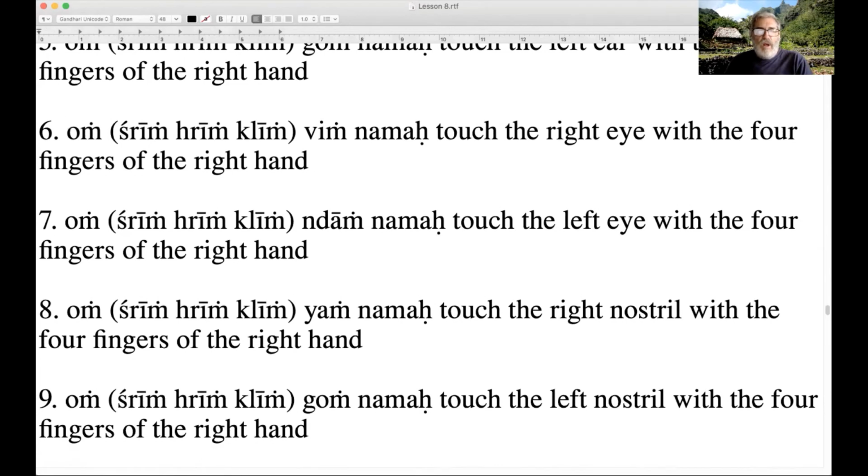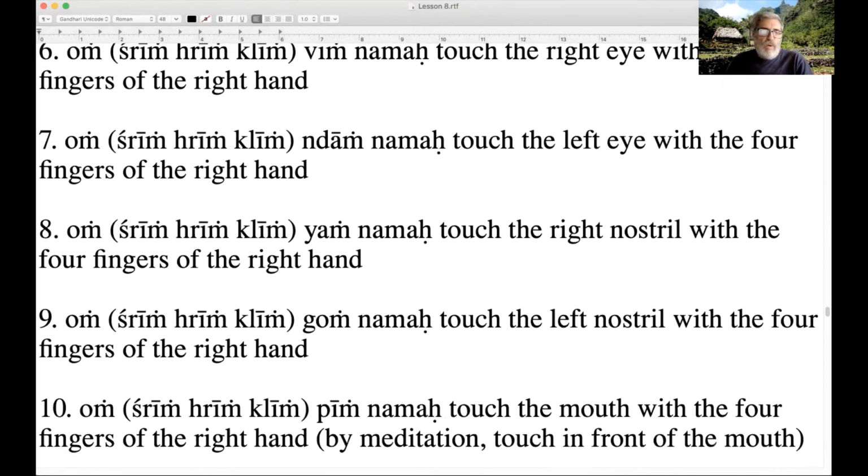Then we have Vim. So Govindaya. So V is the next syllable, next akshara. So if we add V to M, we get Vim. So Om Vim Namaha, right? Touch the right eye with the four fingers of the right hand, right? Or it could also be with the other bija mantras, Om Shrim Hrim Klim Vim Namaha. Then we have Om Dam. And it's probably a silent N here, but Ndam, right? Govind, Da.